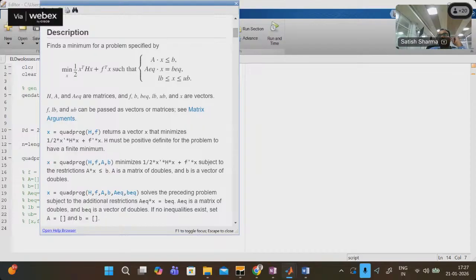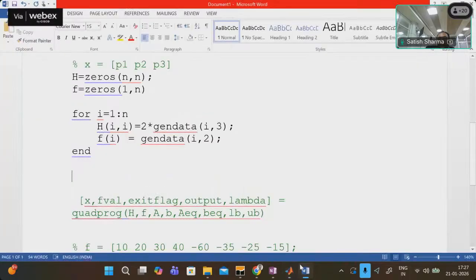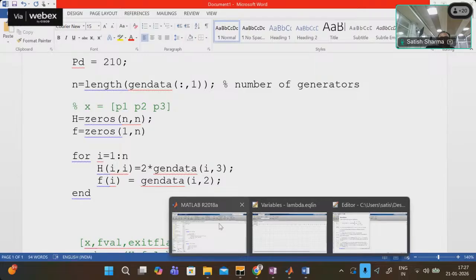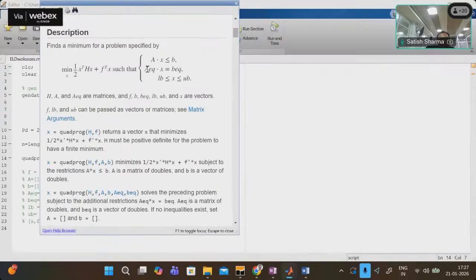MATLAB programming is quite new to me, sir. No, but it's okay, Gaurav. We are just trying to learn everything now. So we have to put everything in the matrix form. So we have the equation P1 plus P2 plus P3 equals to PD. This is what we have defined in economic load dispatch. Now I have defined X equals to a matrix of P1, P2, P3. X is a matrix where X is P1, P2, P3. What will be AEQ?